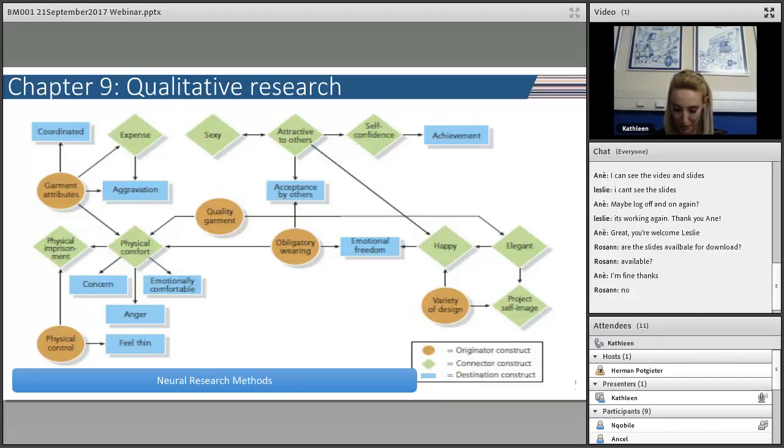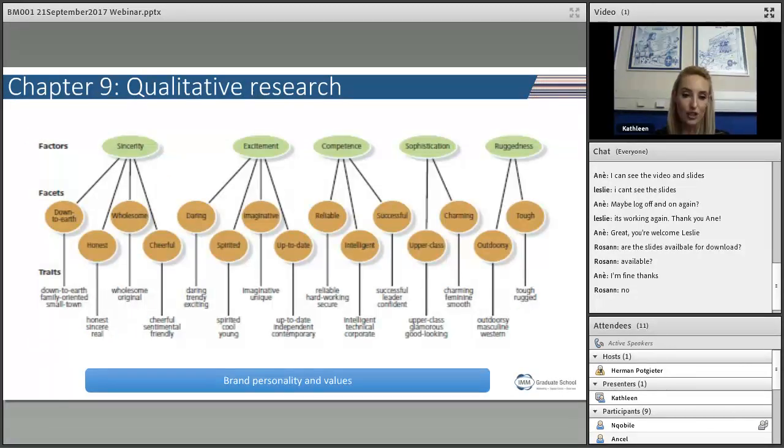In your textbook, they show you this diagram, which links to neural research methods. You will be able to see it on page 332. It is also linked to your ZMet research as well. So it's another good example for you to just understand the ZMet method in a little bit more detail.